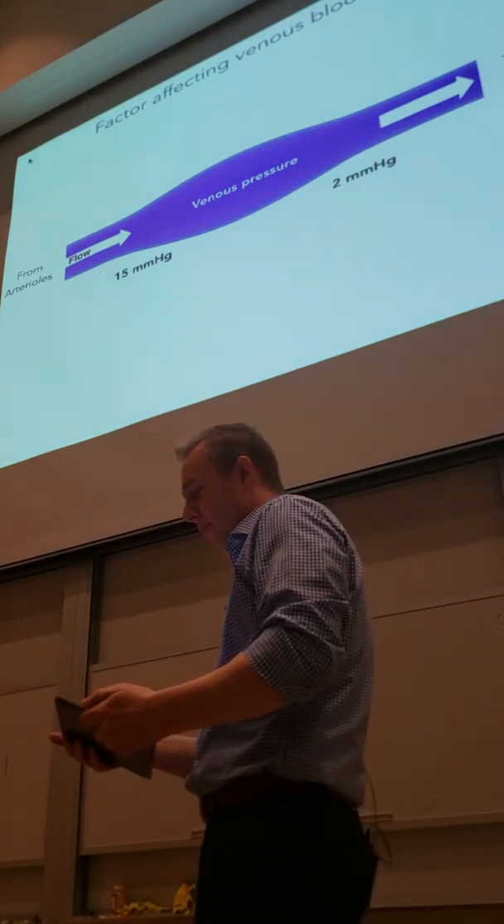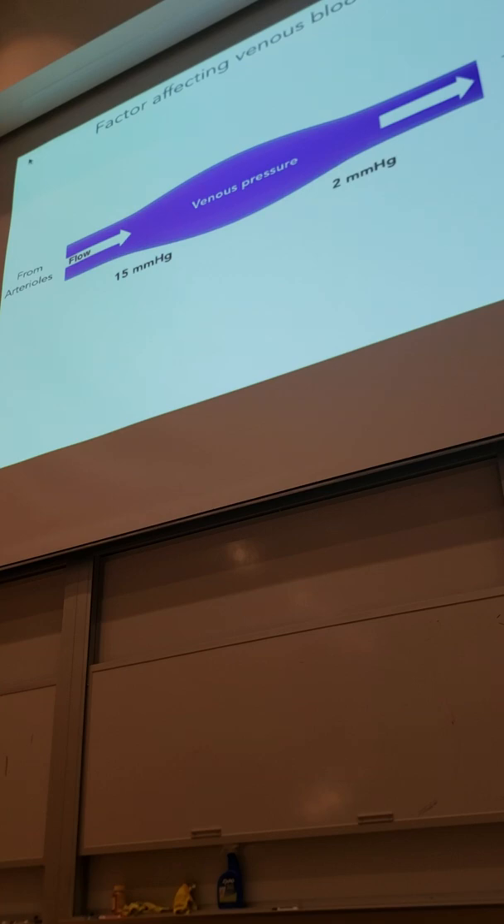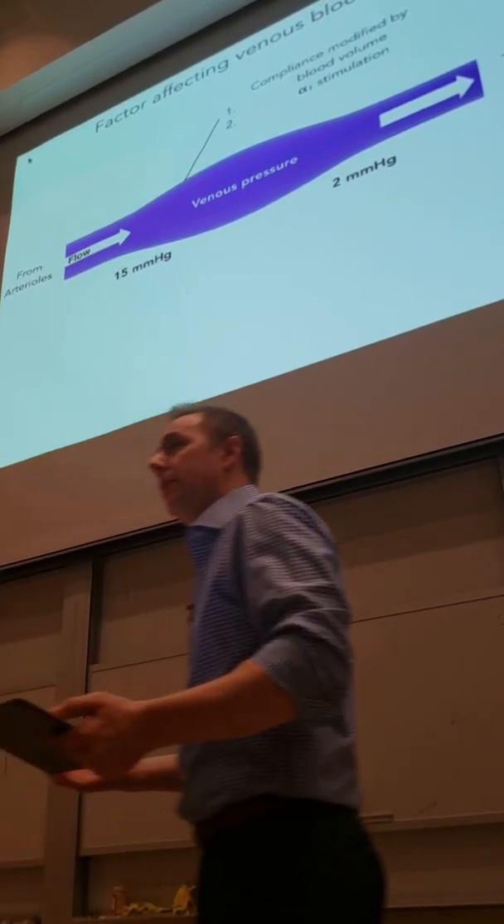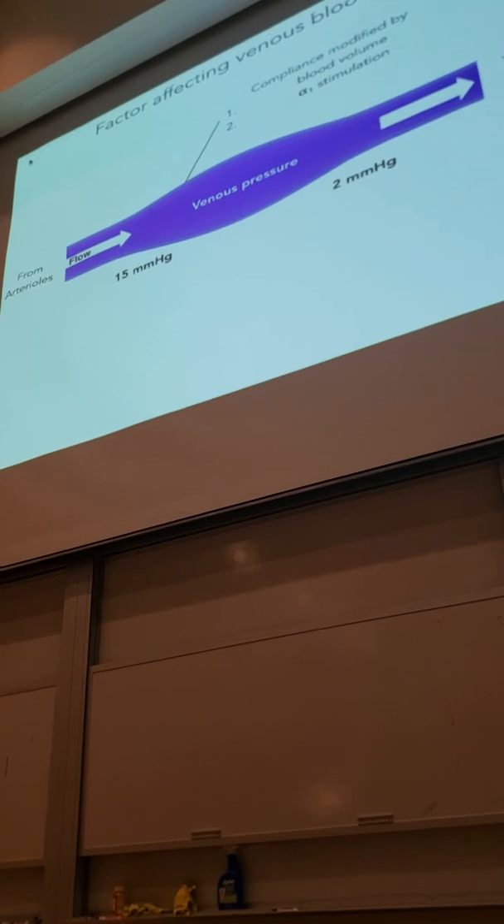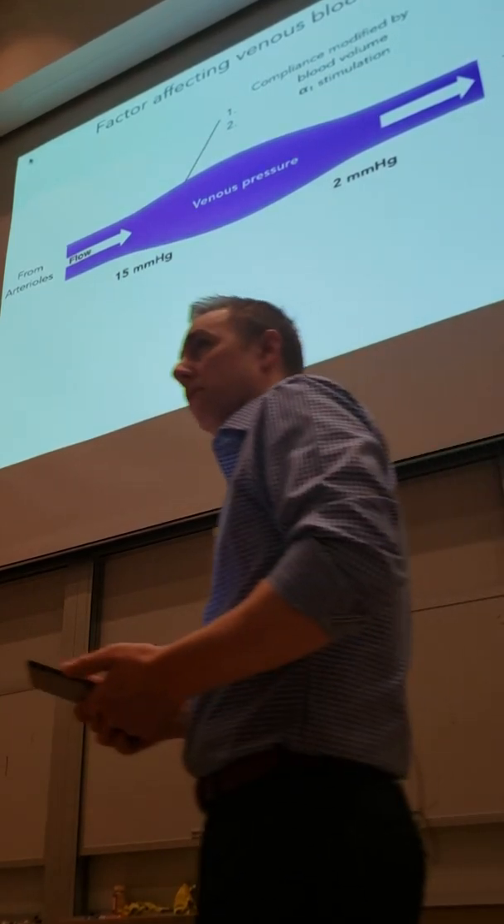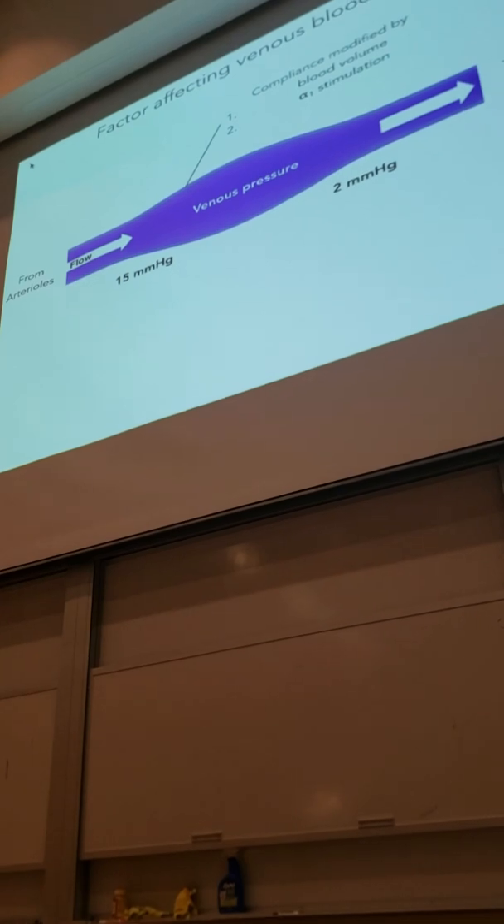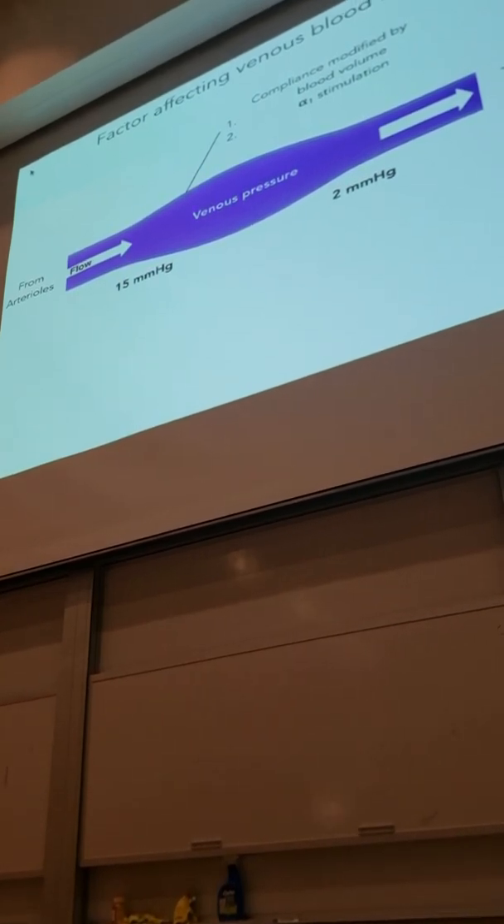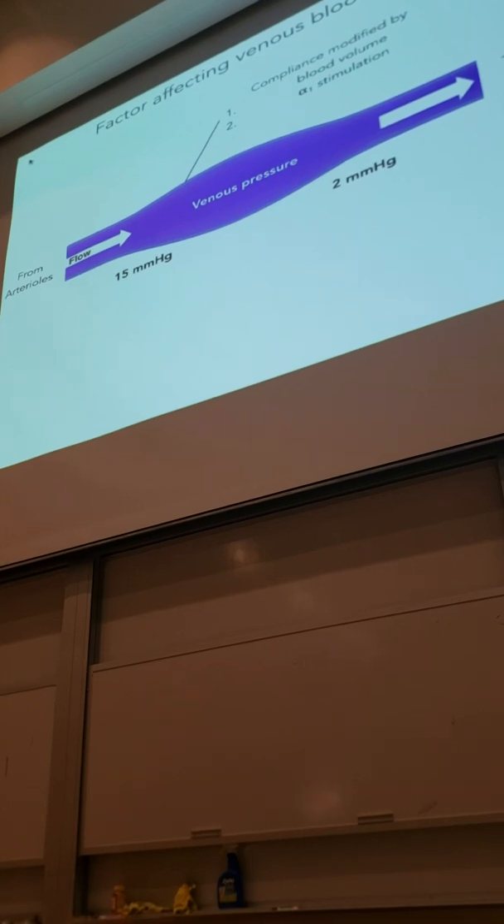So, if we take all of these things together, the venous system is about 15 millimeters of mercury coming from capillaries, and goes down to about 2 millimeters when we get to the right atrium. So we've got a pretty small gradient. And we can alter the compliance and therefore the pressure by altering blood volume. More volume means we're stretching those vessels more and creating more pressure. The other way is through alpha-1 stimulation through the sympathetic nervous system.